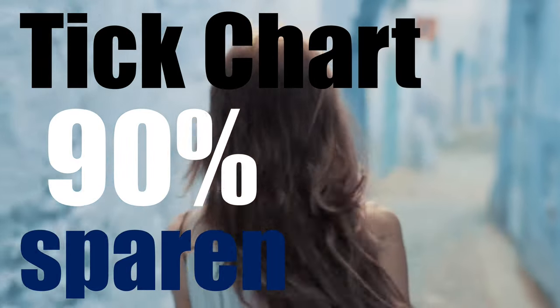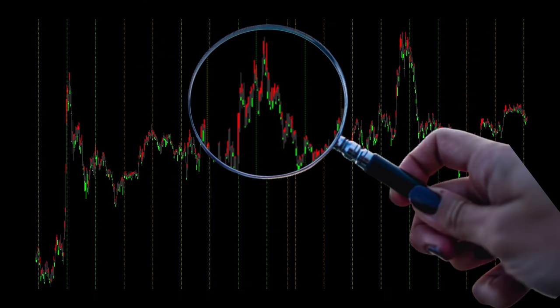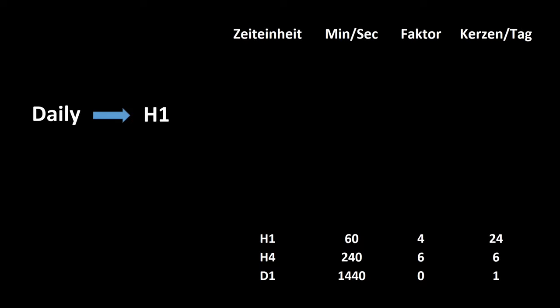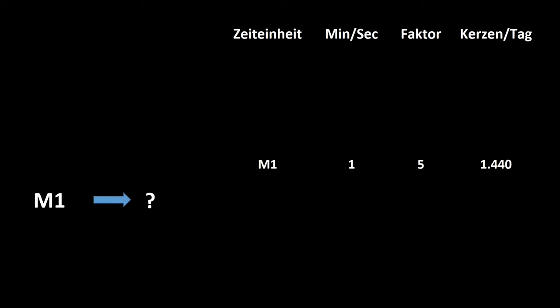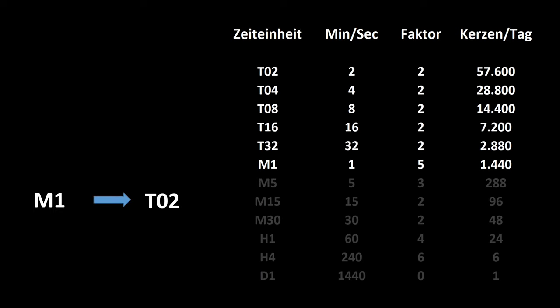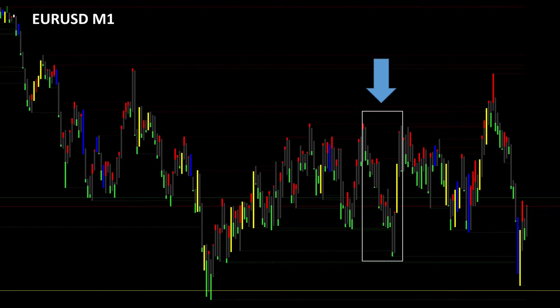Many traders feel the need to look even deeper into a candle. For example, from the daily chart to the H1, from the M15 to the M1, but at the latest in the 1-minute chart you reach your limit. This is where the tick chart comes in handy, which can look up to 40 times deeper into the M1 candle. We take a snippet of the Euro-US dollar from October 19th in M1.